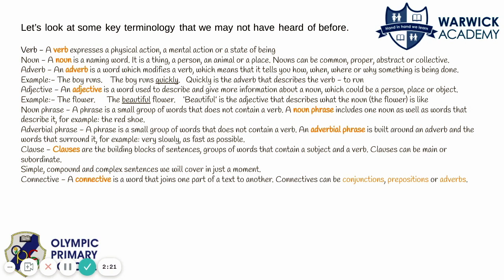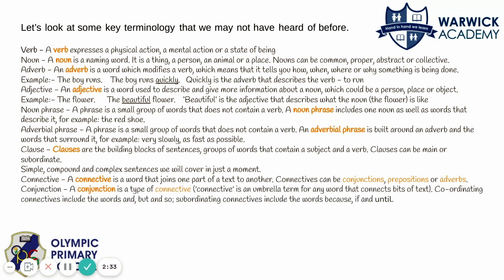Then you have a connective. So a connective is an umbrella term, a word that joins one part of a text to another. And those connectives could also be referred to as conjunctions, prepositions, or adverbs. So if we look at a conjunction, which is the most common type of connective, it would include the words and, but, and so, and because, if, and until.